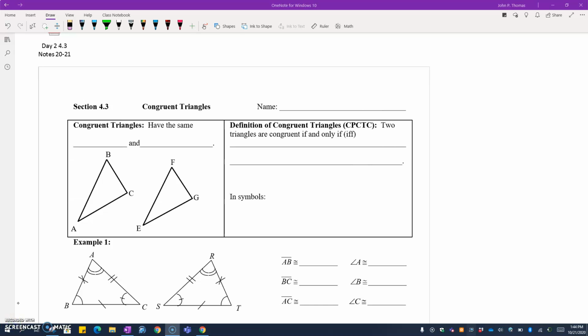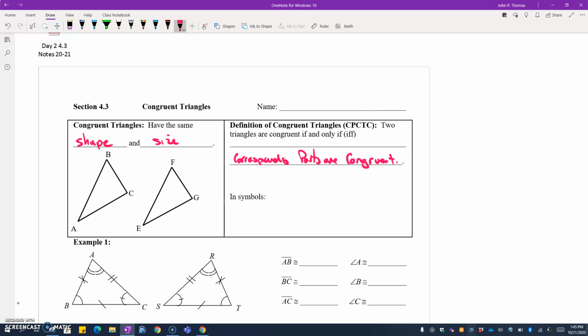All right, in 4.3, we're moving into the key section of this chapter, and the key concept of this chapter, which is that of congruent triangles. Congruent triangles are two triangles that have the same shape and size. The definition of congruent triangles states that two triangles are congruent if and only if corresponding parts are congruent.